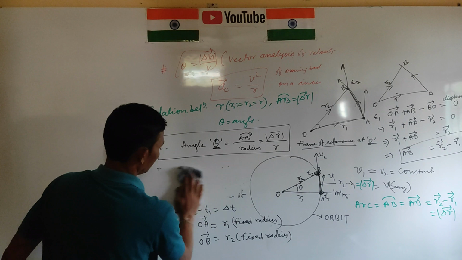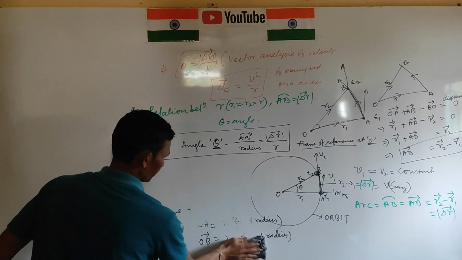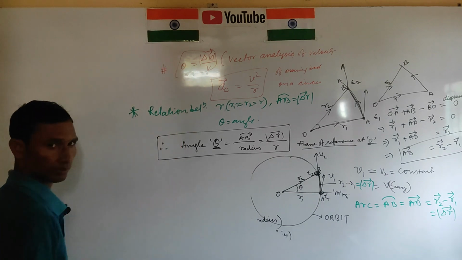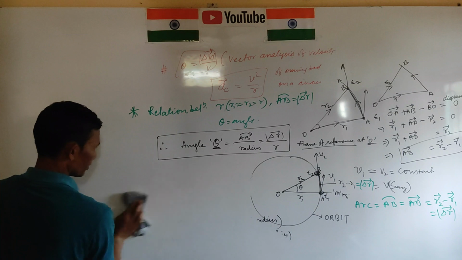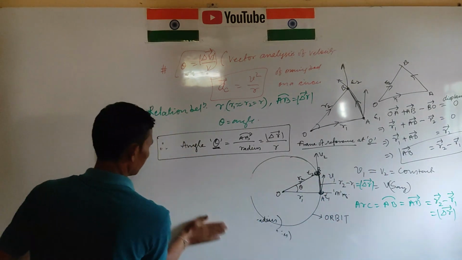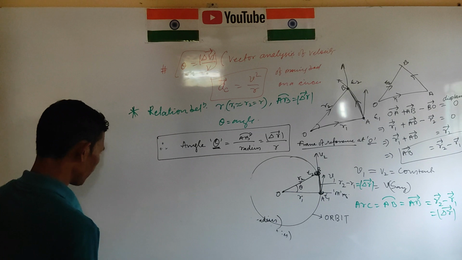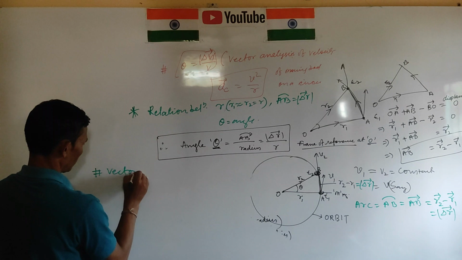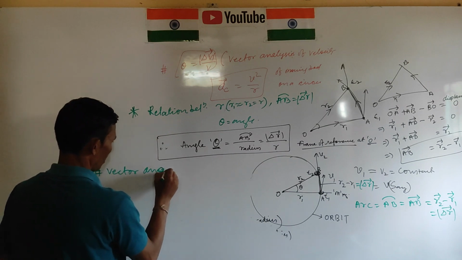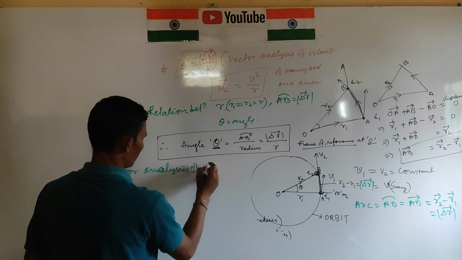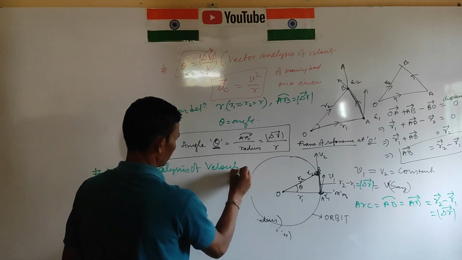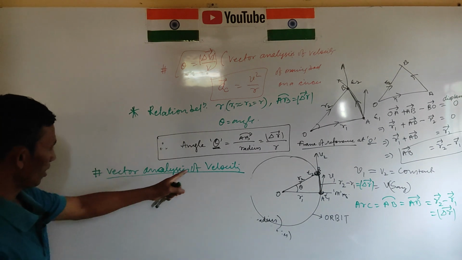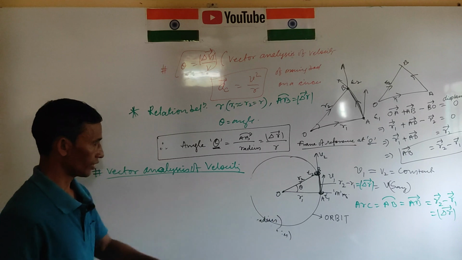So here, consider this one. Here is the main point: how does it come like this? Okay, vector analysis. This is the vector analysis of velocity. Okay, vector analysis of velocity. So here we are doing the vector analysis.